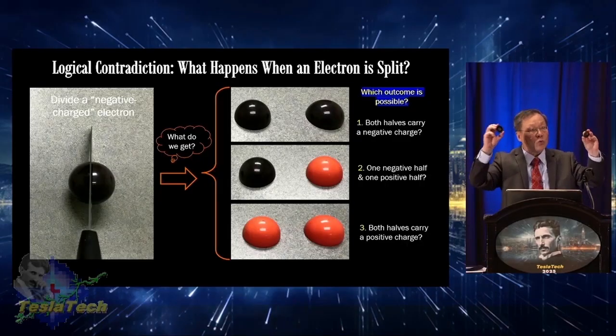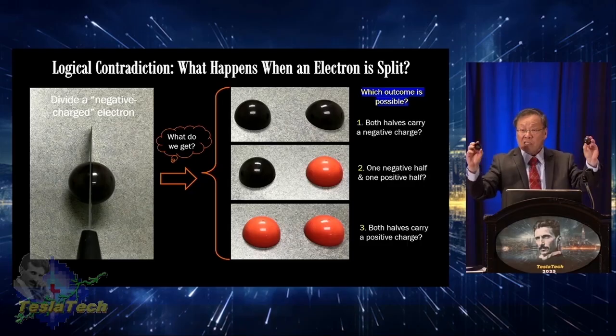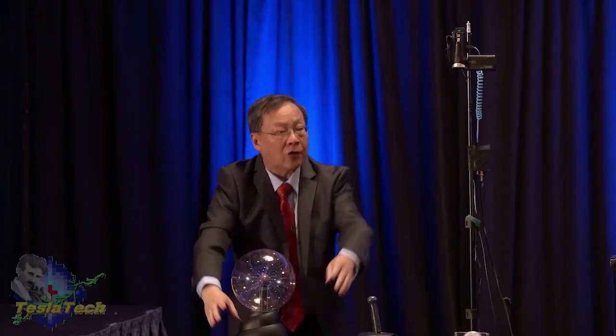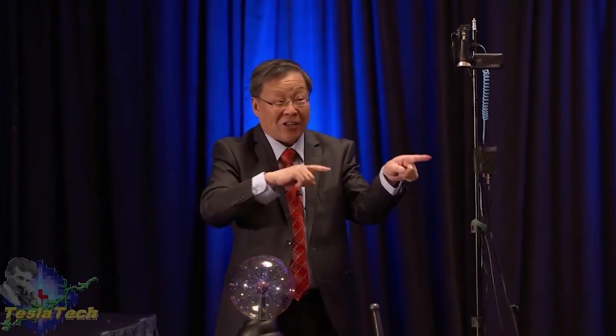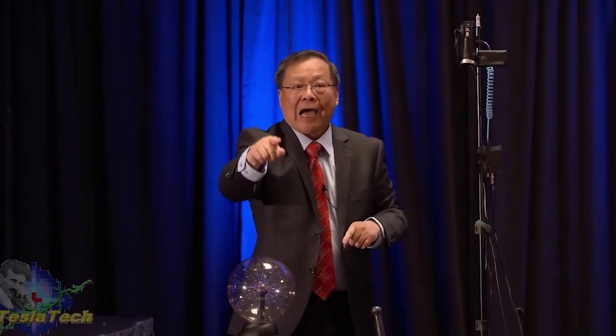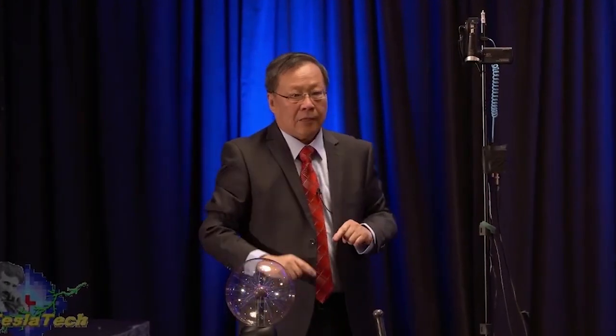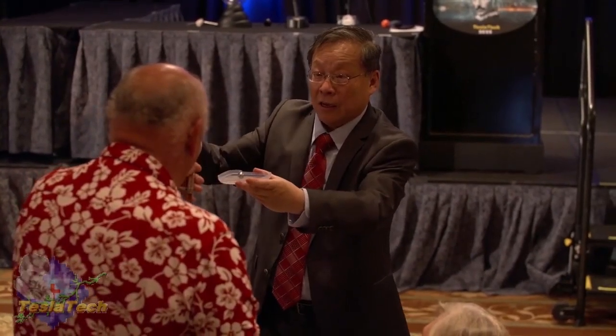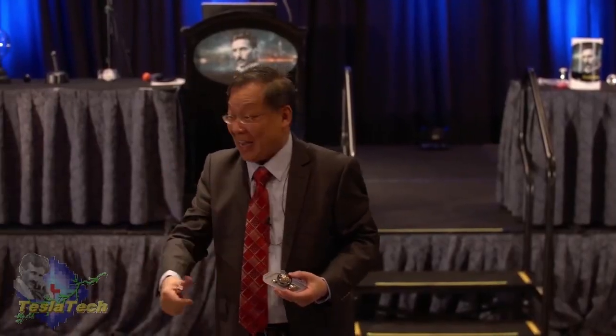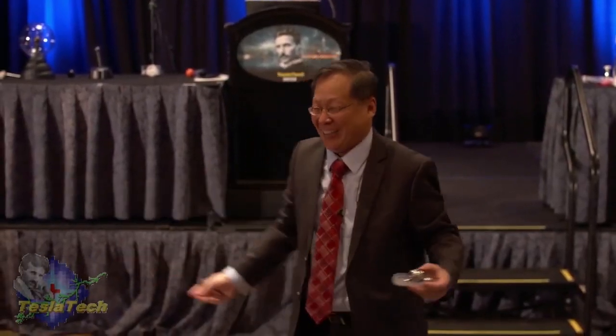How can you have two halves of negative charge particle come together? The so-called electron is not a negative charge particle. It's a dipolar magnet. I convinced one. I hope you're going to spread the word.